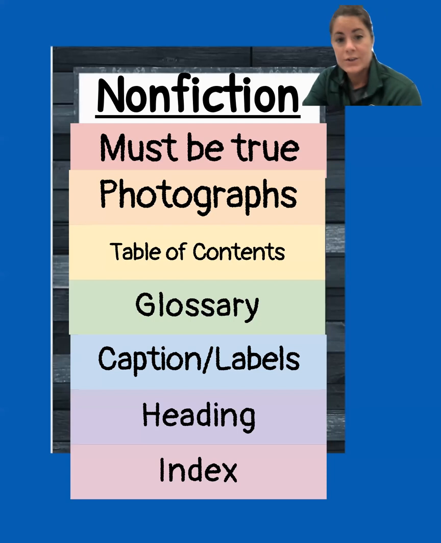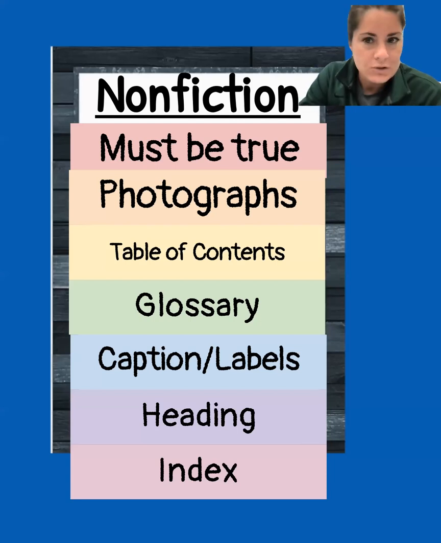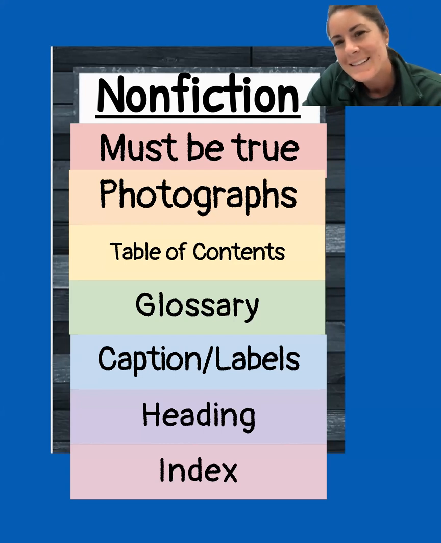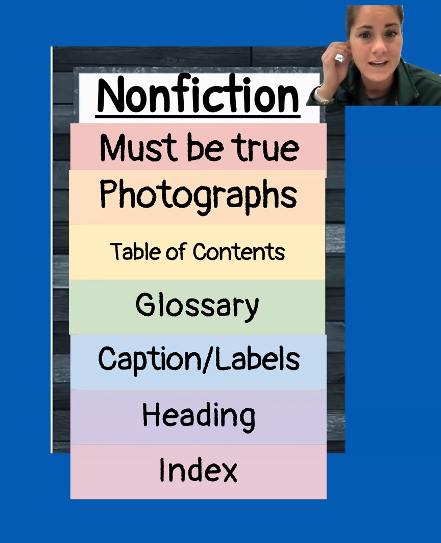All right, so your nonfiction text, okay, must be true. They usually have real photographs. They usually have a table of contents. This story did not have a glossary. It had an index that we just read, that this text did, but it didn't have a glossary. So it didn't really have any really hard, tricky words. They thought we needed to really know more. Captions and labels, they explain the pictures, and the headings are that bold, that title almost of what we're going to learn.